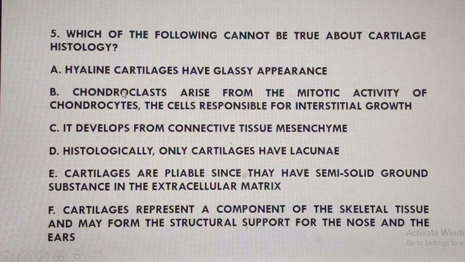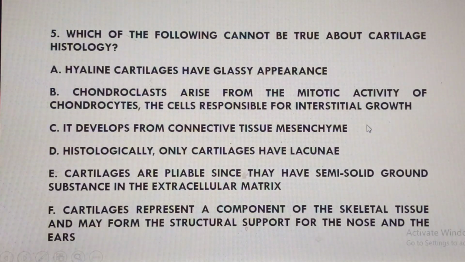But what will happen is that chondroclasts do not arise from chondrocytes. Although we know that chondrocytes will arise from chondroblasts, differentiation of chondroblasts will give rise to chondrocytes. Chondroclasts are not formed from chondrocytes. Chondroclasts represent actually what we call the macrophage of the cartilage. So it means that it's coming from the monocyte, from the blood.